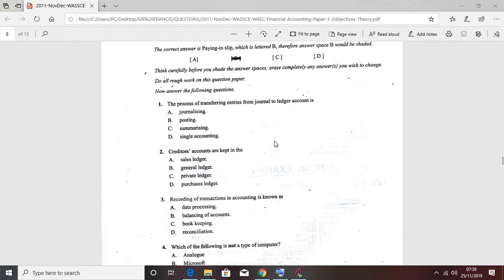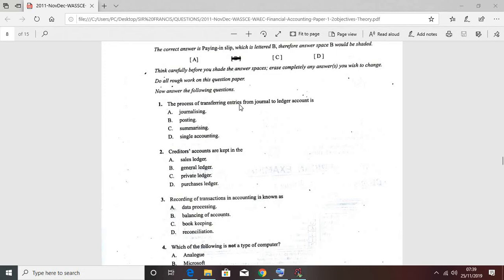So today I'm going to solve the objective test for NOV 2011 financial accounting. I'm sure you have the sample question. If you don't have it, you can see it on the screen. You can pause it and write it somewhere, or you can find a means of getting a copy of the question. So let's get started from question number 1.